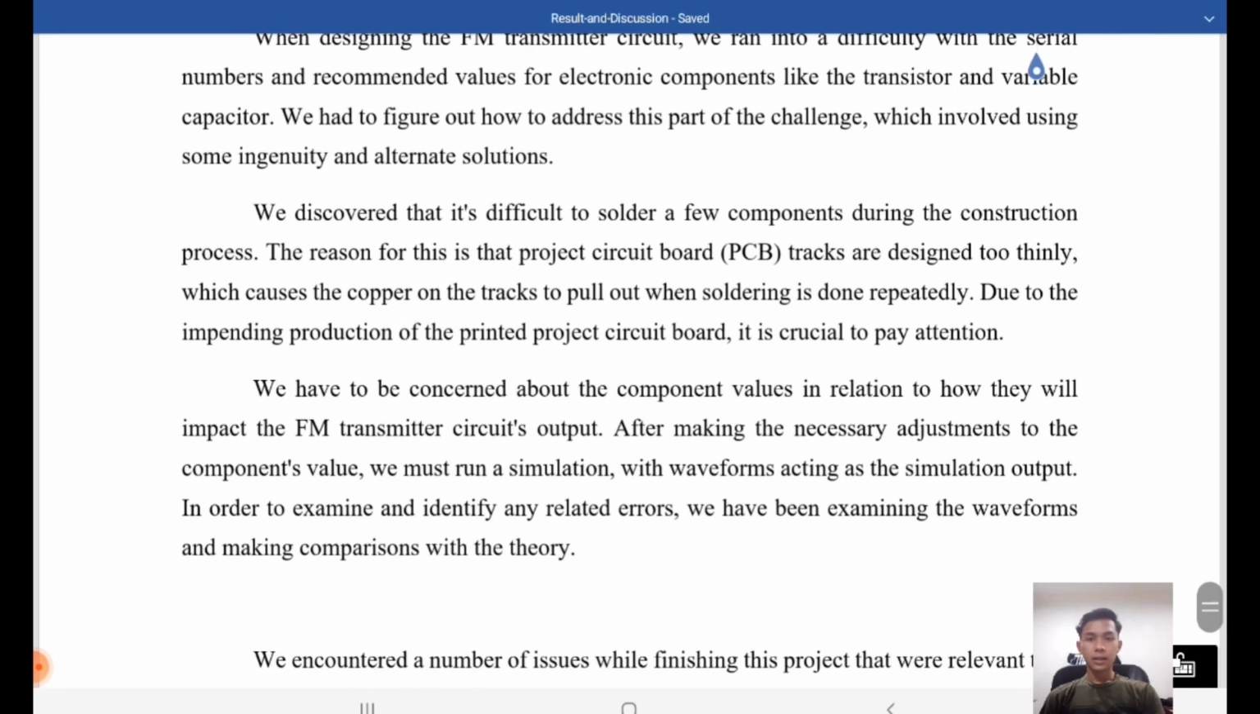We discovered that it's difficult to solder a few components during the construction process. The reason for this is that the project's printed circuit board PCB tracks are designed too thinly, which causes the copper on the tracks to pull out when soldering is done repeatedly. Due to the impending production of the printed circuit board, it is crucial to pay attention.